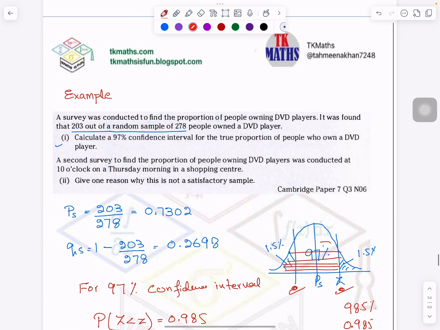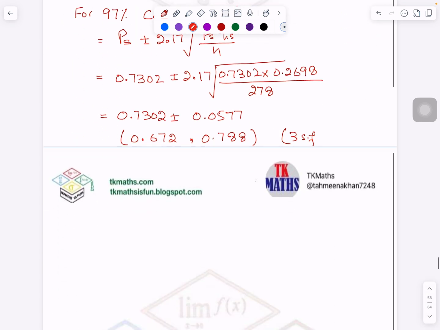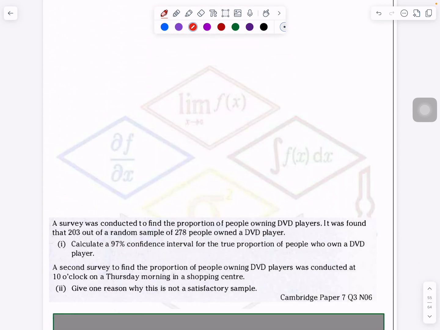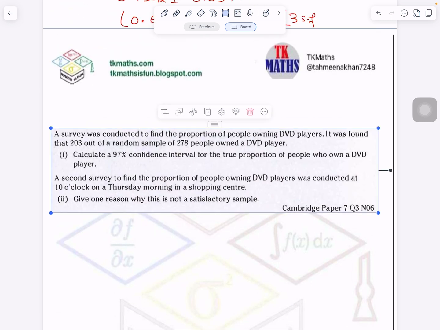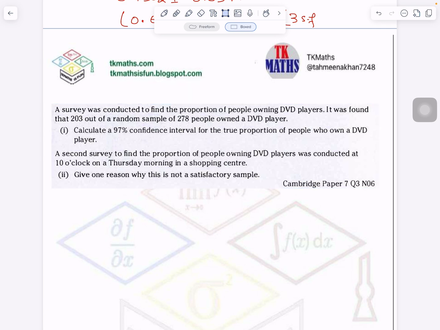So this is done. The second part of the question, I have written here also. Yes, here is the question. A second survey is to find the proportion of people owning DVD players. The second survey is done again at 10 o'clock on Thursday morning in a shopping center. The question is saying give one reason why this is not a satisfactory sample.